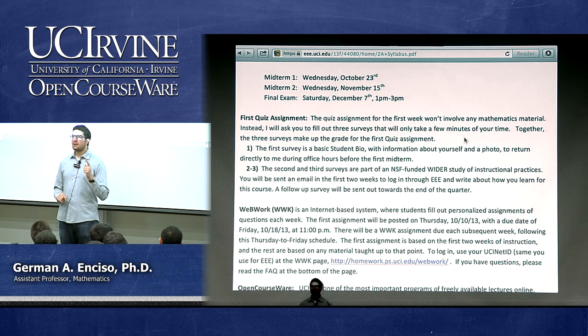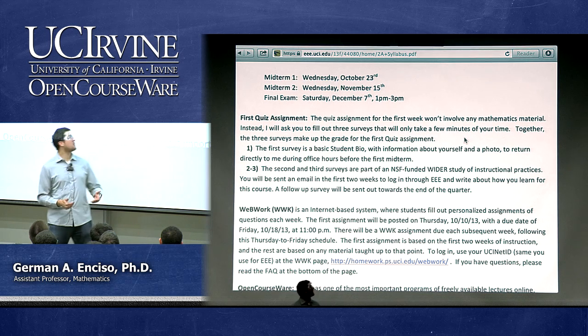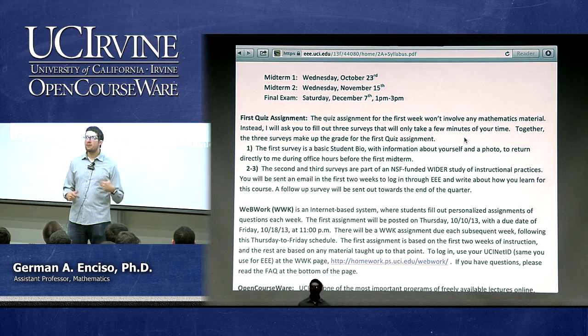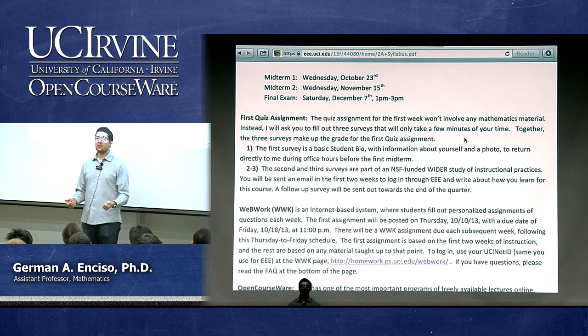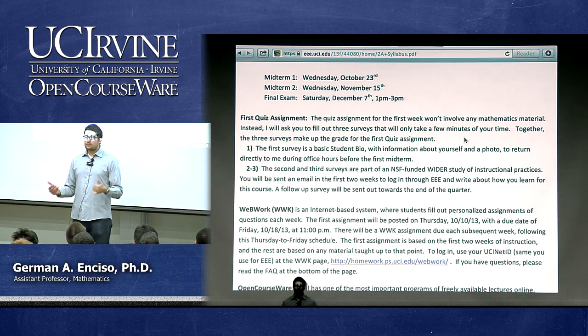That's the first part. You don't need to turn it in by Tuesday. You can turn it in any time in the next few weeks before the first midterm, which is, I think, October 23rd. So anytime between now and October 23rd, you come to my office hour and you turn it in to me. Why to my office hour?